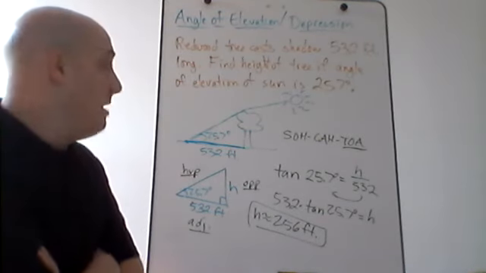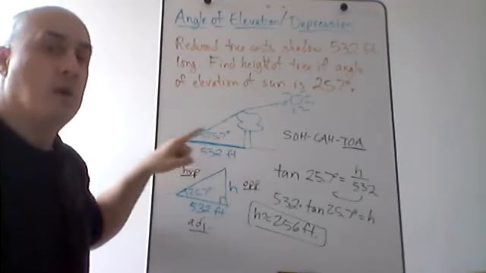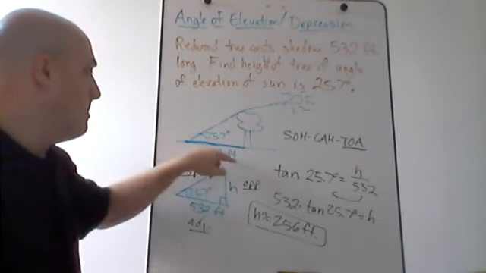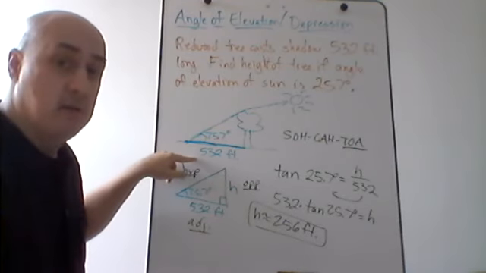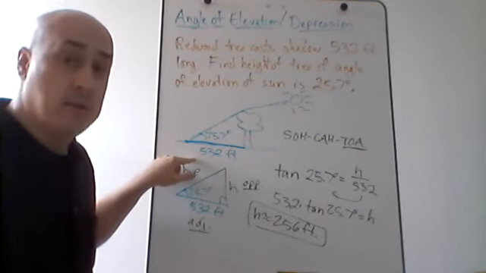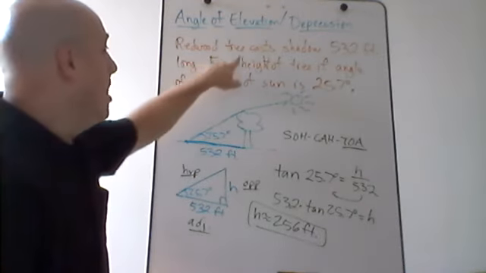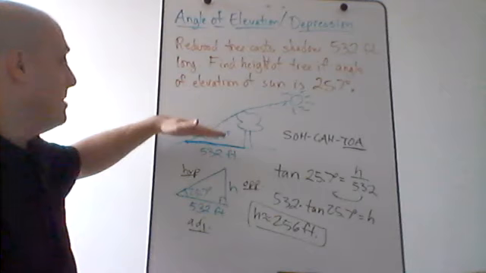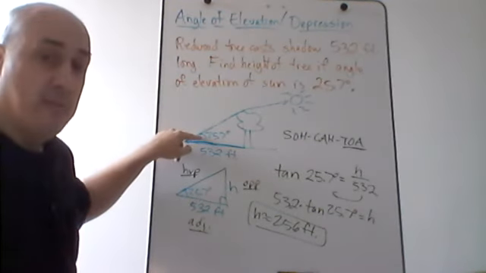So once again, it's all about reading the problem, being able to draw a picture, and label it appropriately. Where's my angle? Where is my shadow? My 532 feet. Obviously, the shadow is going to be on the ground. If you can't figure that out, go outside on a sunny day and look around a little bit. Right? Knowing the angle of elevation means the angle from the horizontal up looking towards the sun, so you know where to put that 25.7 degrees.